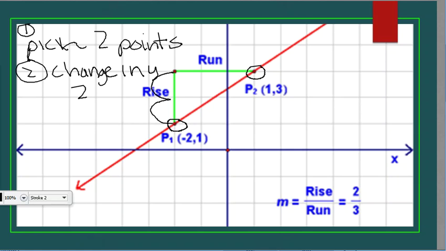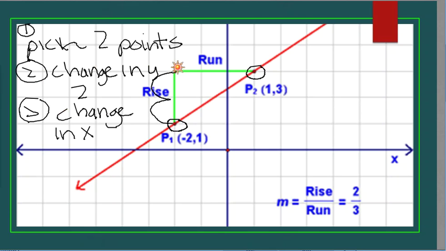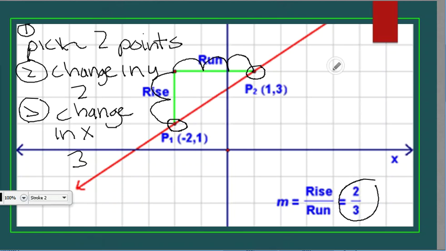And now we're going to find the change in x. Okay, so how did we have to move? This is our x-axis, right? So how do we have to move horizontally to get from here to here? Well, we have to move 1, 2, 3 spaces. So our change in x is going to be 3. So that gives us a fraction of 2 over 3. That is the slope of this line.